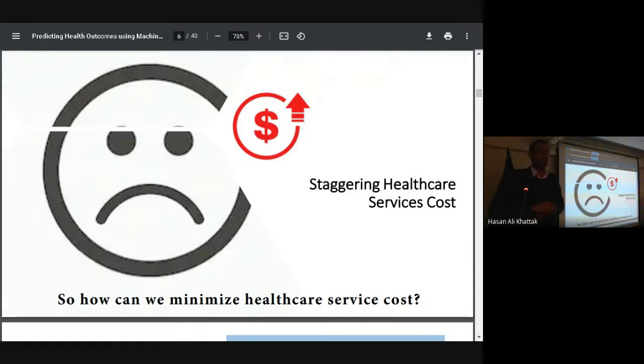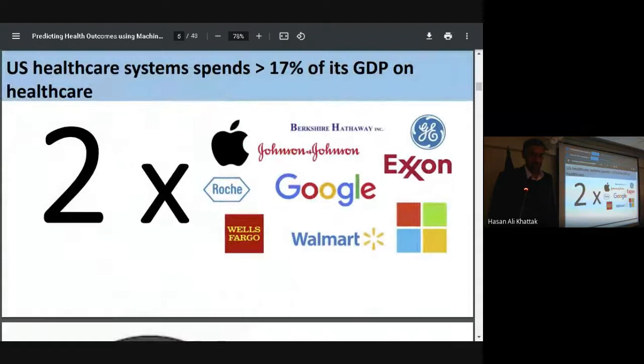Now, another related question is how we can minimize healthcare services cost. We saw the spending of 17%. If we somehow reduce this, maybe by just 1 point, 2 points, 3 points, that money we can reroute to other public health projects, or maybe we can subsidize the people who are spending that hefty amount every month, right?